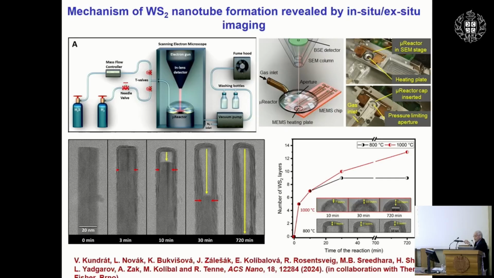The tungsten disulfide is not only formed from outside in, but also inside, and we could verify this reaction mechanism using this beautiful microreactor. This microreactor is now fabricated by Thermo Fisher. It was a joint work with Thermo Fisher, and I think we actually bought it in my institute, but they are developing it for other reactions as well, and so it is now possible to do a different reaction in situ in the electron microscope.